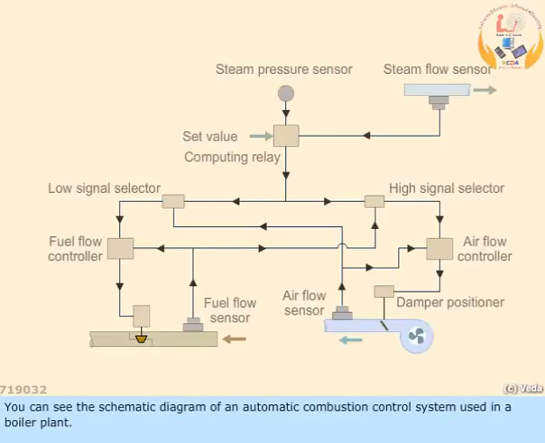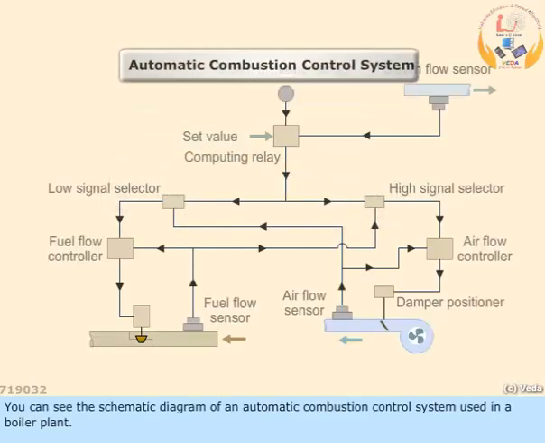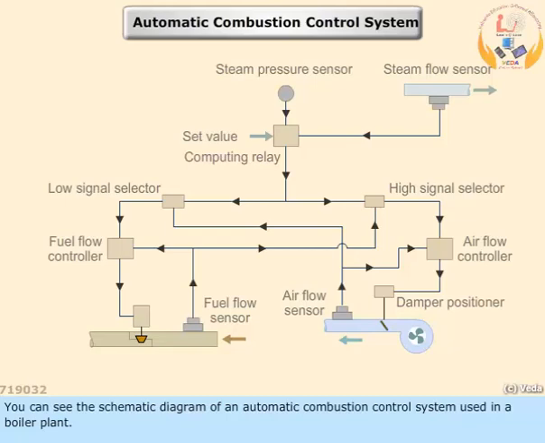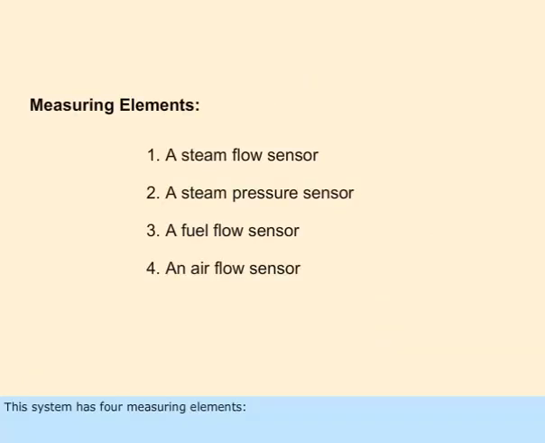You can see the schematic diagram of an automatic combustion control system used in a boiler plant. This system has 4 measuring elements.